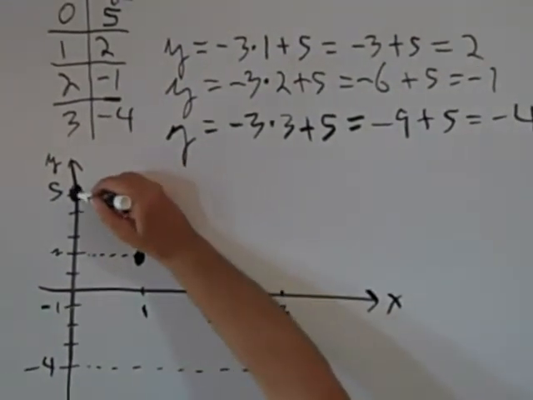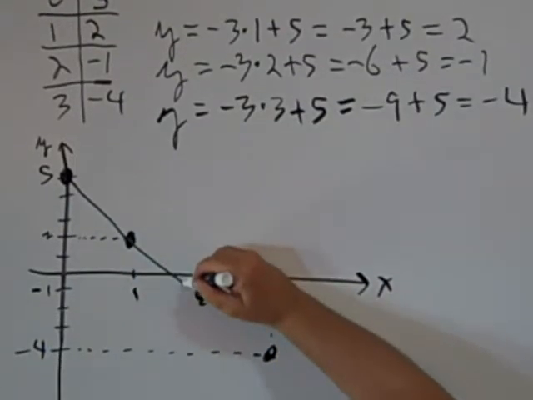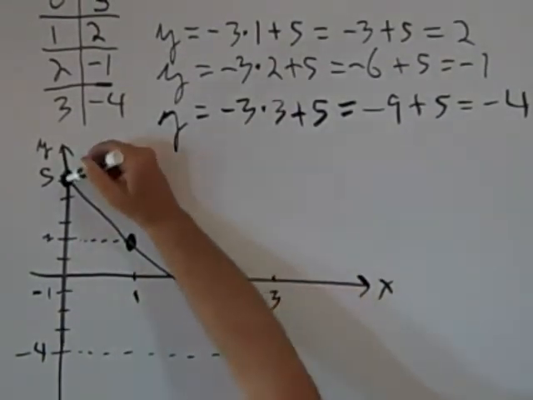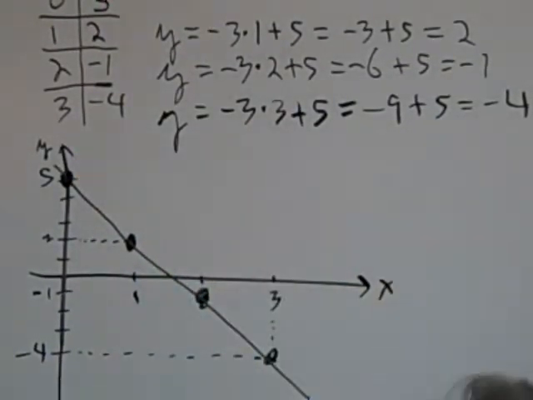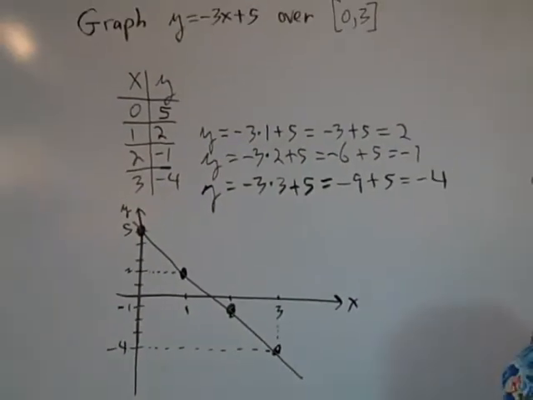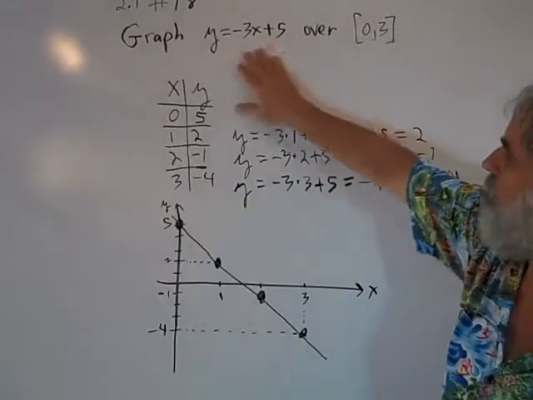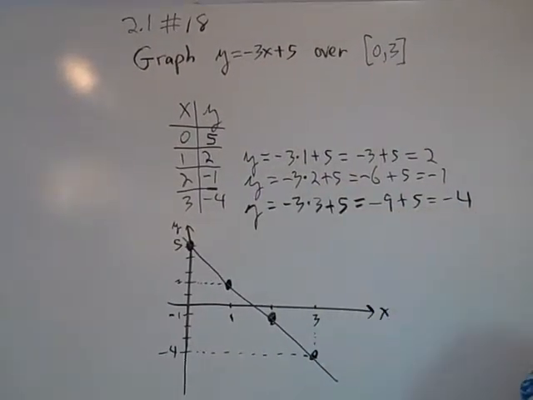Notice that these points I found are all along this straight line. And later we'll see that, in fact, any point that you find on the graph of this equation will be on this same straight line.